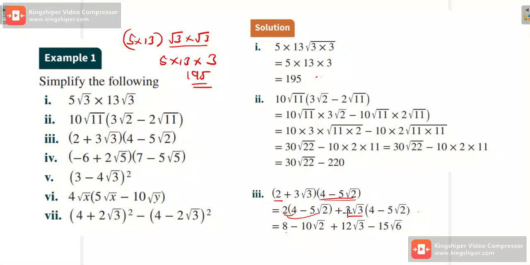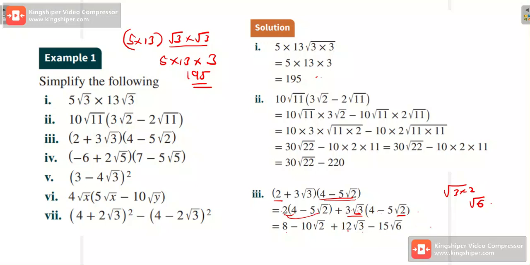When we get to this point, 3 times 4 is 12, 12 root 3. Then 3 times negative 5 is negative 15. Then the root of 3 must also multiply the root of 2. So root 3 times root 2 becomes root of 3 times 2, and that will be root 6. And that is what we have here. So it's going to be negative 15 root 6.